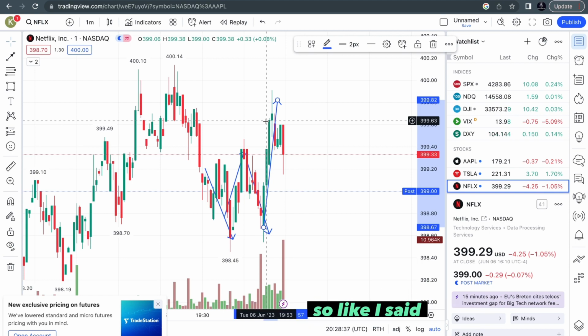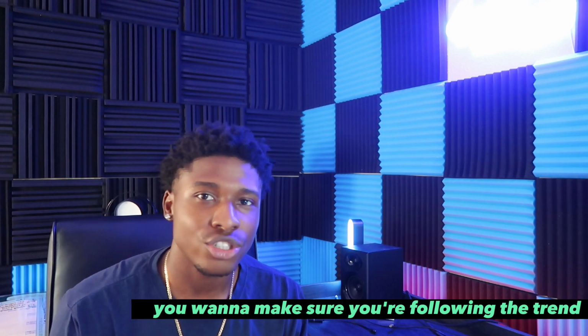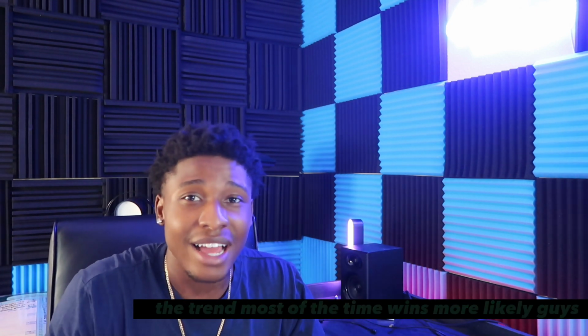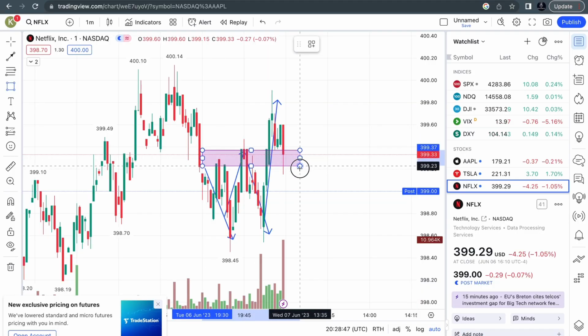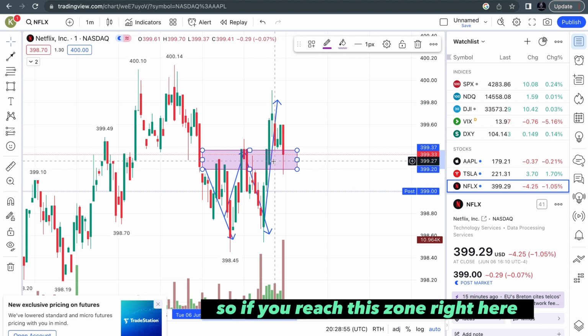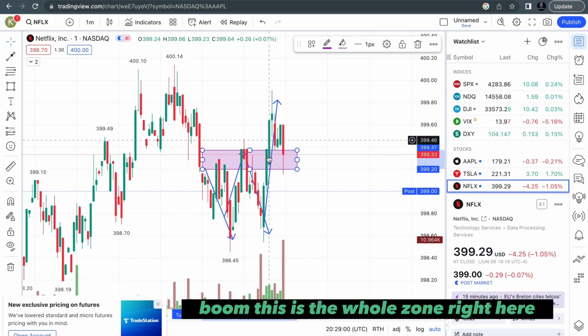So like I said, you want to follow the trend, guys. You want to make sure you're following the trend. The trend most of the time wins. More than likely, guys, you're gonna be winning these trades if you go with the trend. So if you're going up, if you reach this zone right here, boom, this is the whole zone right here.